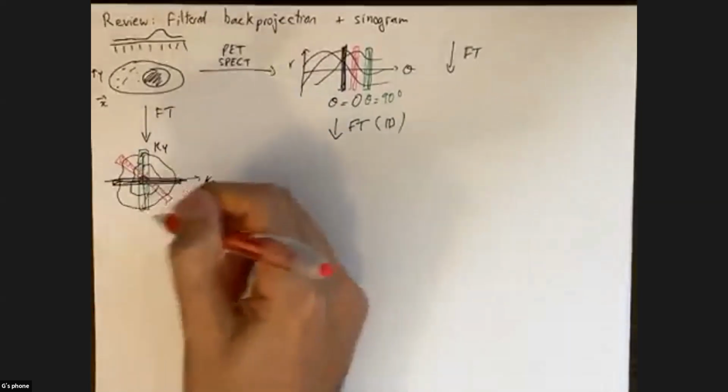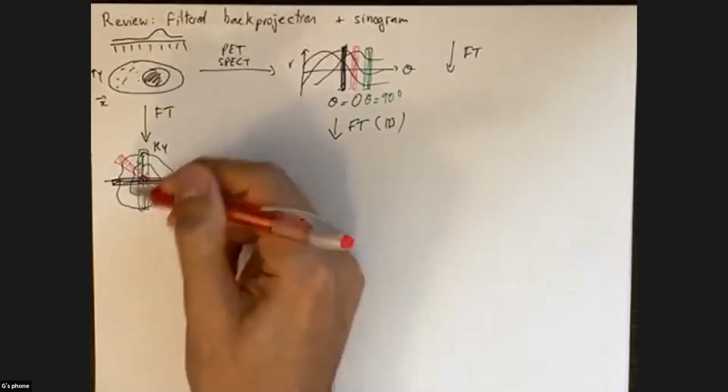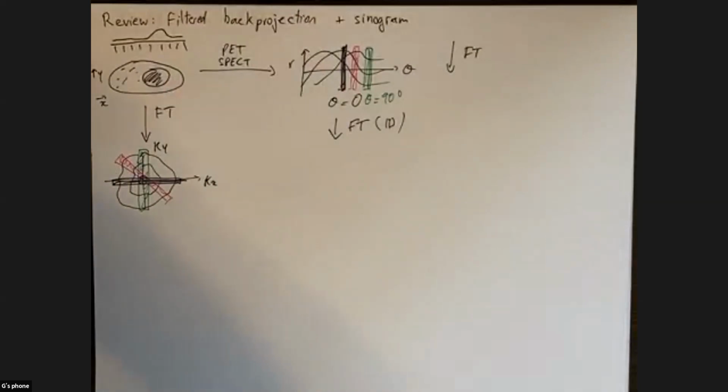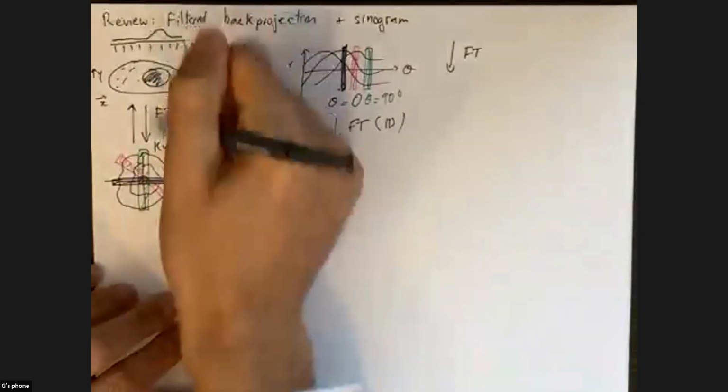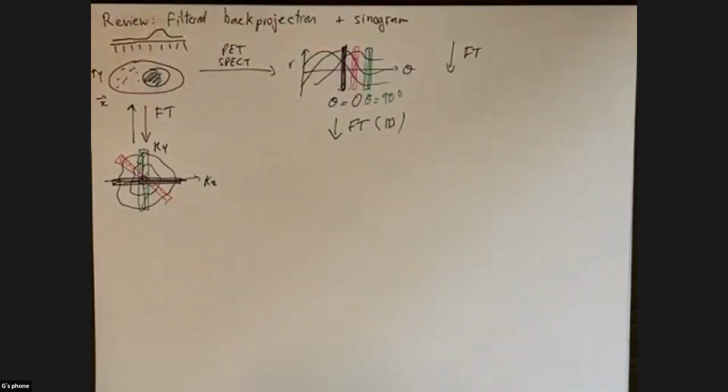And once we have collected all the information in the Fourier domain, it's fairly straightforward to go back to the spatial domain, because we can go back and forth between the frequency domain and the spatial domain using the Fourier transform and inverse Fourier transform.